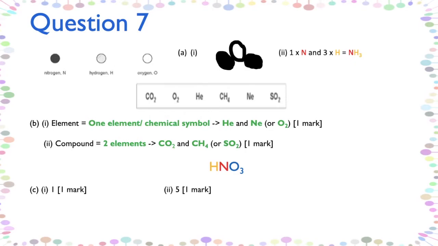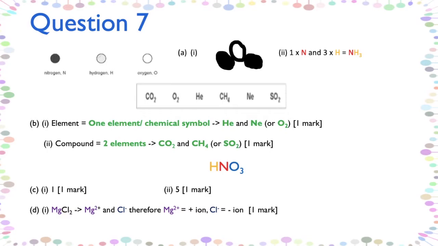Now for question D, we need to answer questions based on ions. So for Di, we need to give the formula of the positive and negative ions in the compound MgCl2. So MgCl2 can be separated into Mg2+ ions and Cl- ions. Therefore, Mg2+ is the positive ion and Cl- is the negative ion.